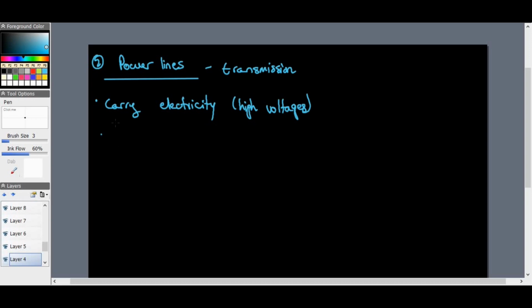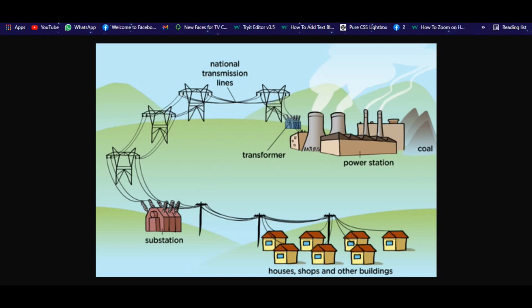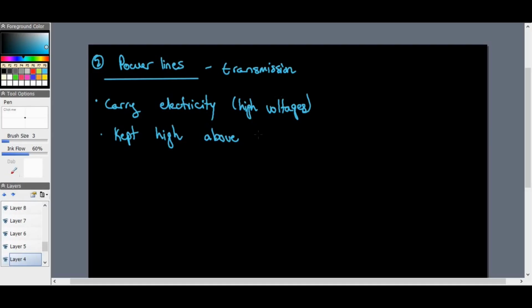Transmission. The high voltage wires are kept high above the ground. The reason is obvious, but they're kept high above ground, and those little structures where they are connected are called pylons. If you're driving along Grand West or parts of the city, you'll see those pylons with all those electricity cables running through. That's what they're called, pylons.